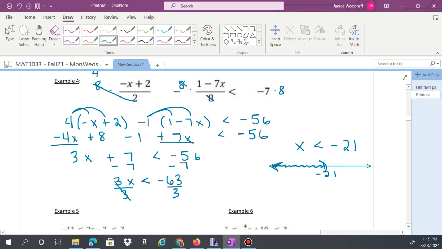Okay, then our interval notation, our first number, we're going to look all the way to the left, so it's a negative infinity with a parentheses. Always have a parentheses next to infinity. And then negative 21 with a parentheses.